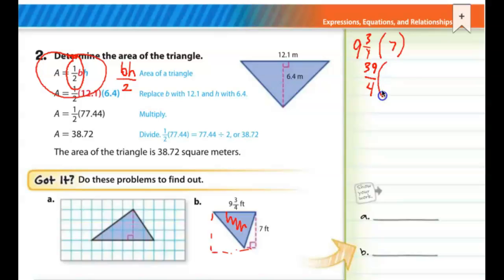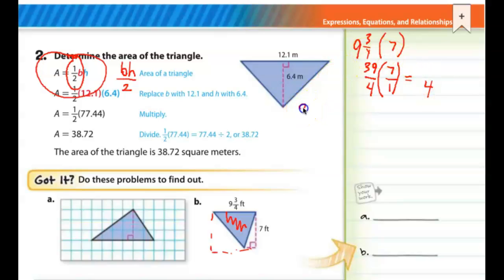So now we're going to multiply that by 7. And in order to multiply that, we're going to make the 7 into an improper fraction also. 7 is the same thing as 7 divided by 1. When we look to see if we can simplify before multiplying, we cannot, because 7 is not a multiple of 4. And of course, 39 is a multiple of 1, but you'll just get 39 again. So 4 times 1 is 4.